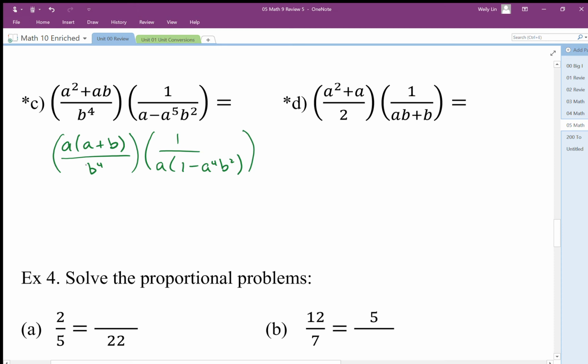Well, there's only one common factor here. That's these two a's. Everything else are factors that don't match. So I end up with a plus b on top, a b^4 factor down here, and I end up with 1 minus a^4 b squared, that whole thing ends up being a factor. And it's good to leave it in factored form. We're dealing with rational expressions. The factors are very useful, so we want to leave it in factored form.